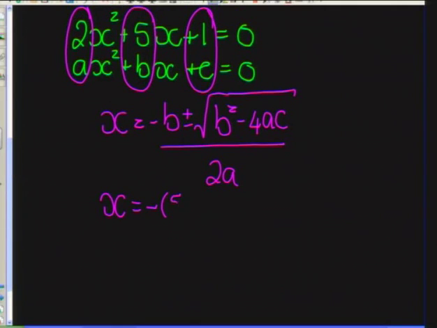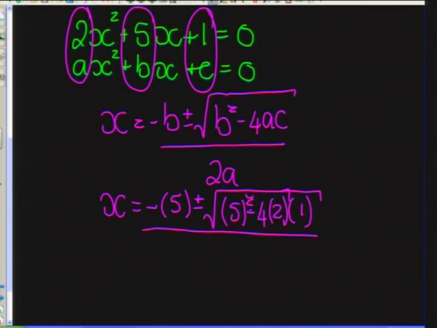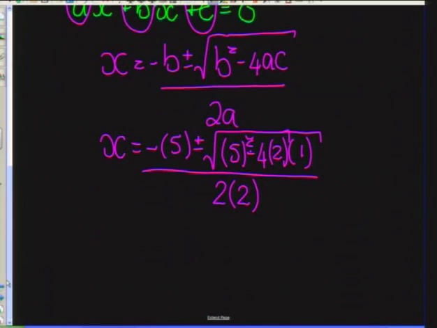The negative b is the negative of 5, plus or minus the square root of b squared, which is going to be 5 squared, minus 4. My value for a is a 2. And my value for c is a 1. And it's all over the denominator of 2a. And remember, a was the value of 2. Okay. Right, so now we work this out.